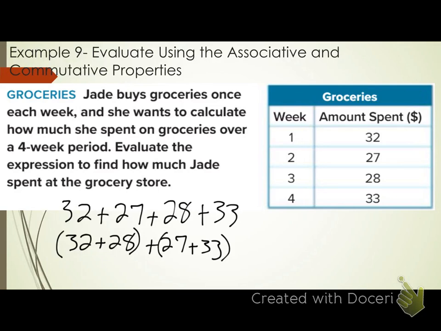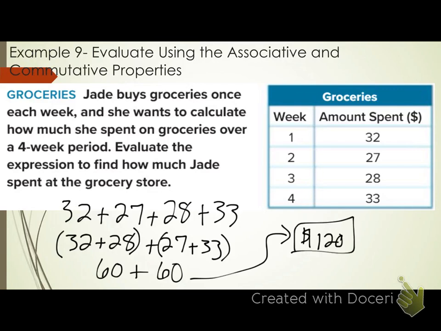Now, let's add them up. 32 plus 28 gives me 60. 27 plus 33 gives me also 60. Like we said, associating those numbers together gave me 2 numbers that end in 0, which is a lot easier to add in my opinion. 60 plus 60 gives me 120. Jade spent $120 on groceries in 4 weeks. It's really impressive. That's really cheap.